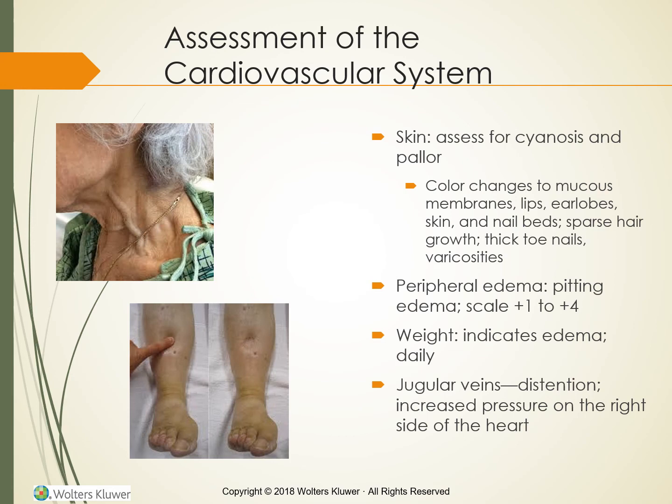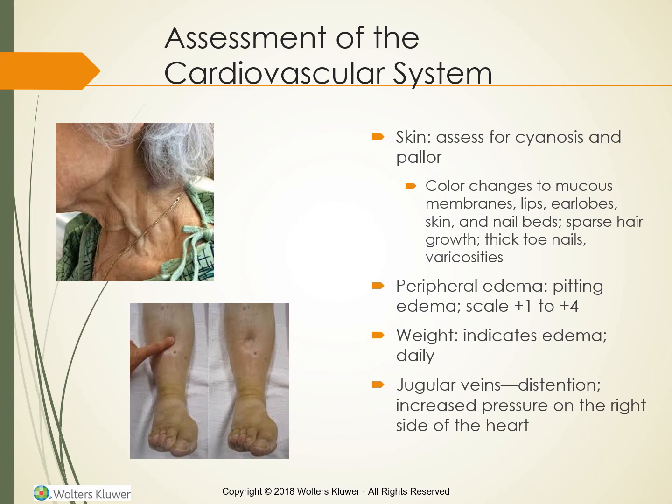Assessment of the cardiovascular system. In addition to peripheral pulses, skin assessment. Many clients with cardiac disorders exhibit changes in skin color, such as cyanosis, which is blue, or pallor, which is pale. A good light is necessary when assessing skin color. Cyanosis can be detected by carefully noting color changes in the oral mucous membranes, as well as in the lips, earlobes, skin, and nail beds.